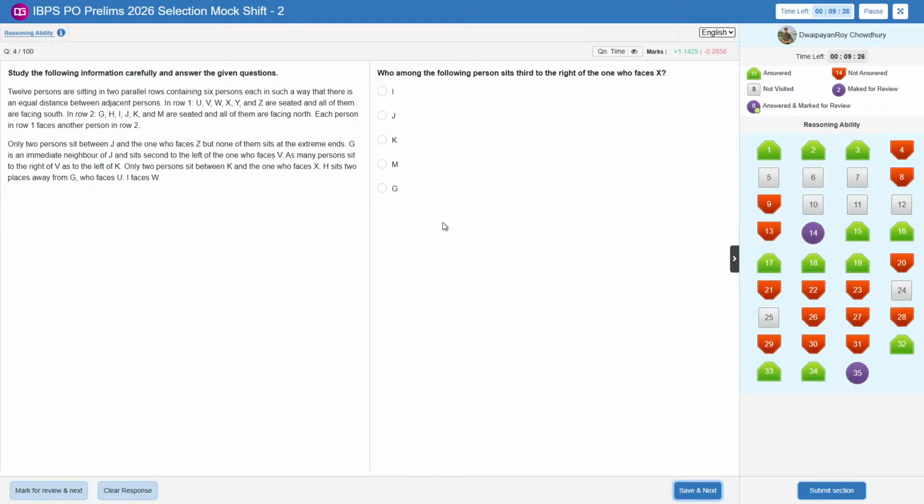G is an immediate neighbor of J and sits second to the left of the one who faces V. So G is here, second to the left, not possible. So G is here and second to the left of V.